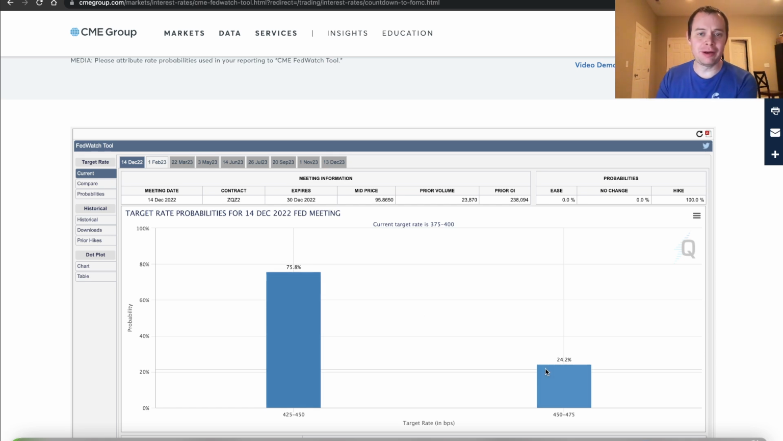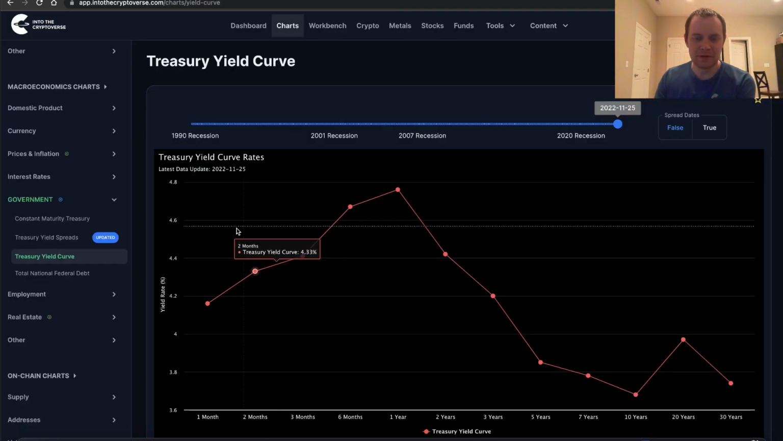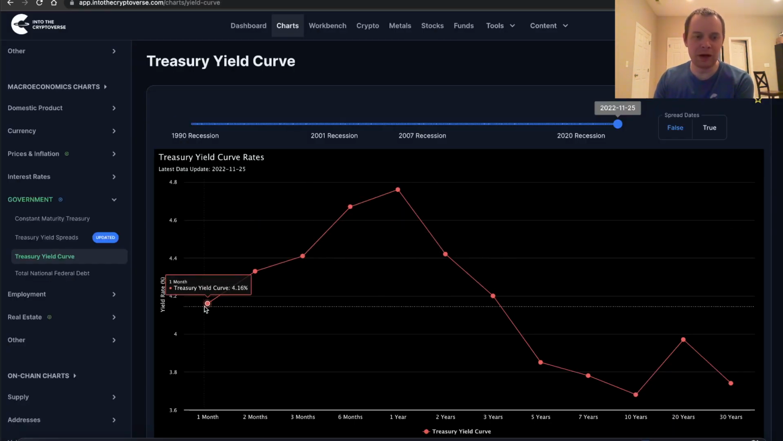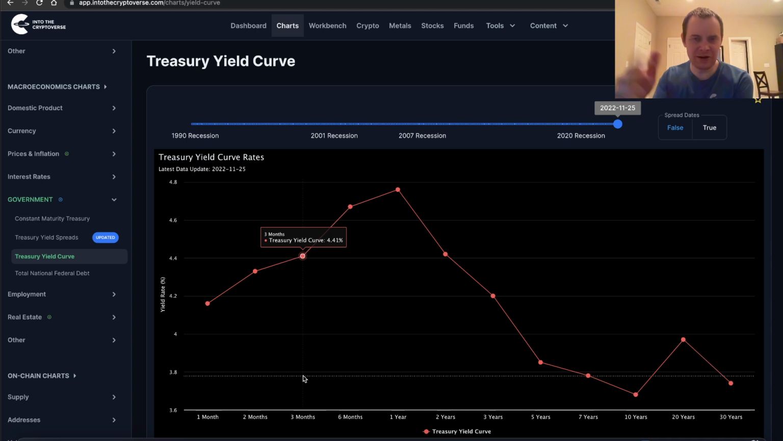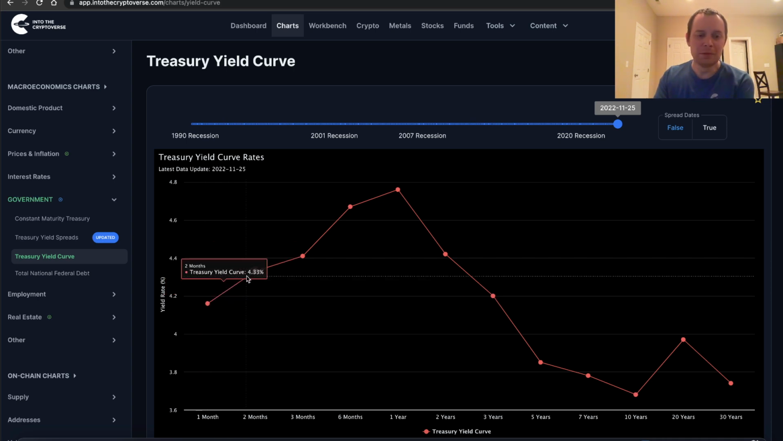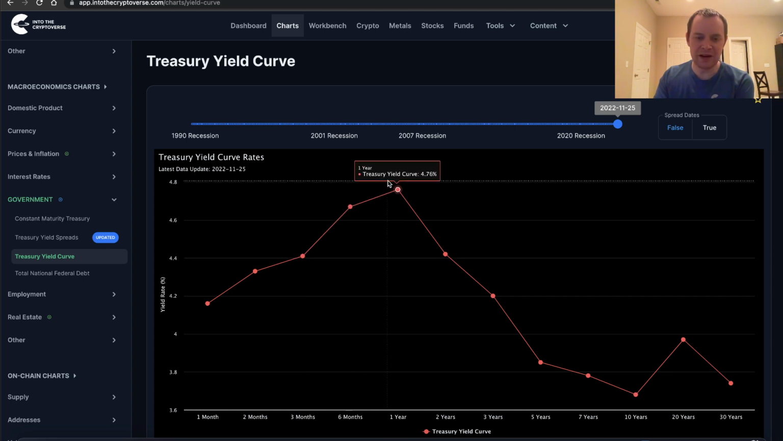Now, when the Federal Reserve raises interest rates, that affects the yield curve. Okay? The yield curve shows you what type of yield you can get, annualized, of course, at various treasury lengths, right? So if you were to hold it for 1 month, you're looking at 4.1%, 4.16%. This is annualized though, so you would get like 1/12 of that. But you can see that the 1 year is actually offering the highest rate.